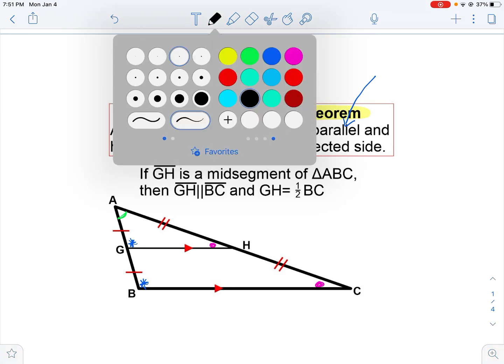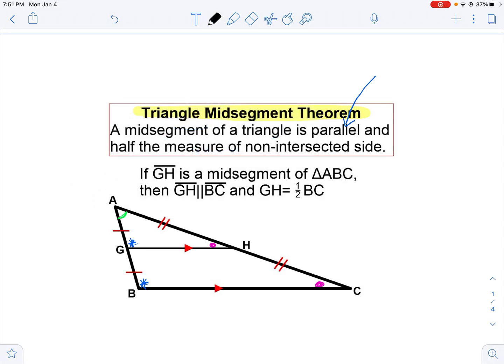So what I'm trying to get at is you might have an opportunity today to find a missing angle. So for instance, let's say that angle G is 100 degrees and angle A is 50 degrees.